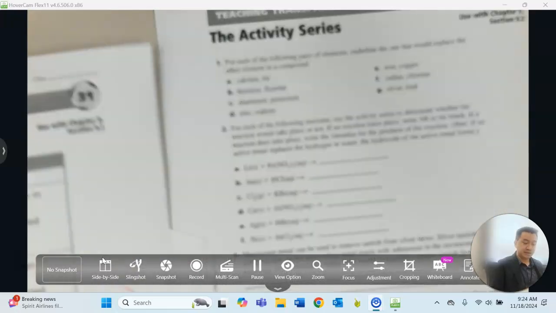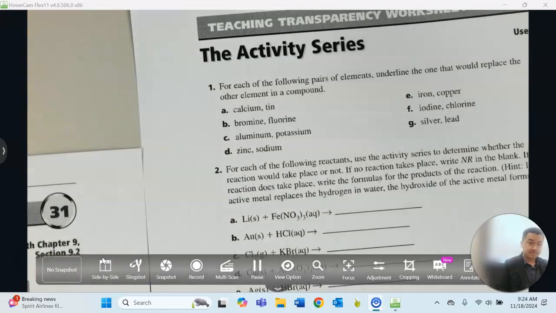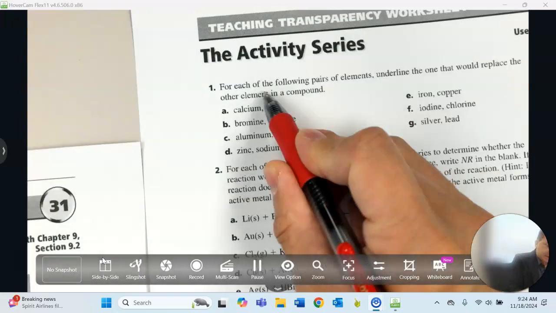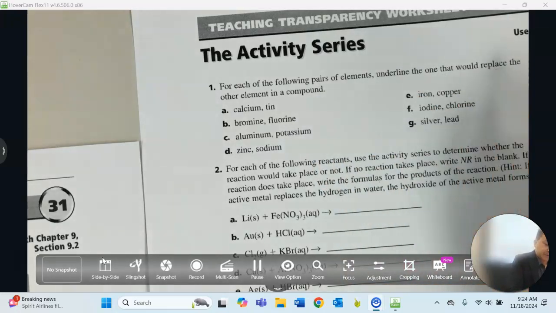So on the next page, you'll see a couple of practice problems here. It says for each of the following pairs of elements, underline the one that would replace. So it would be the one higher on the activity series.